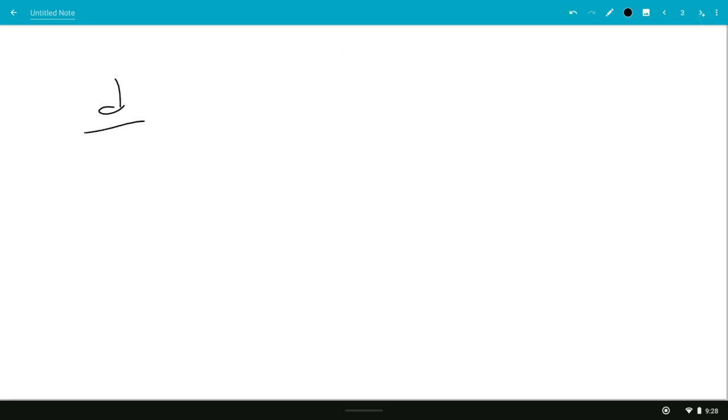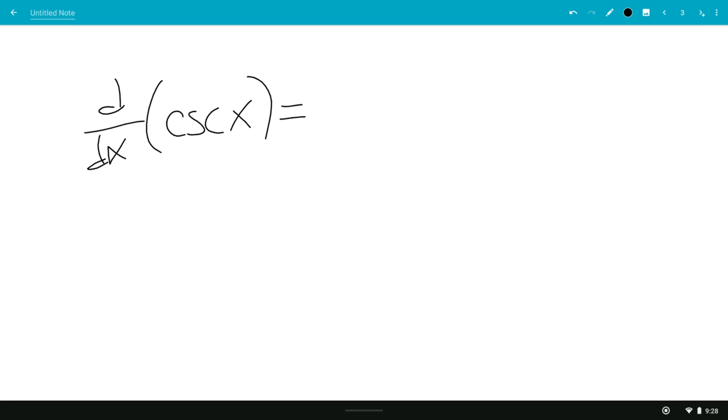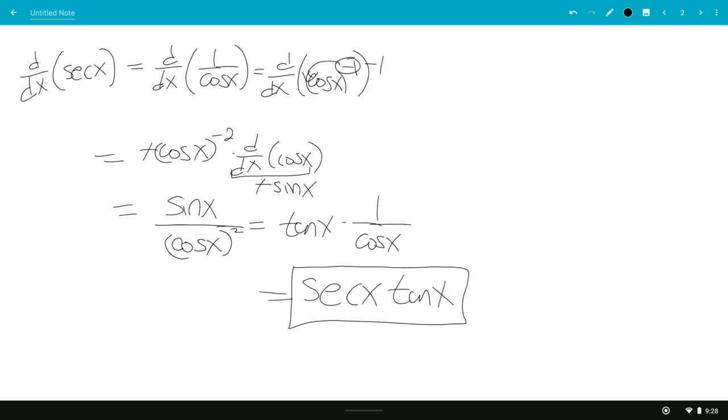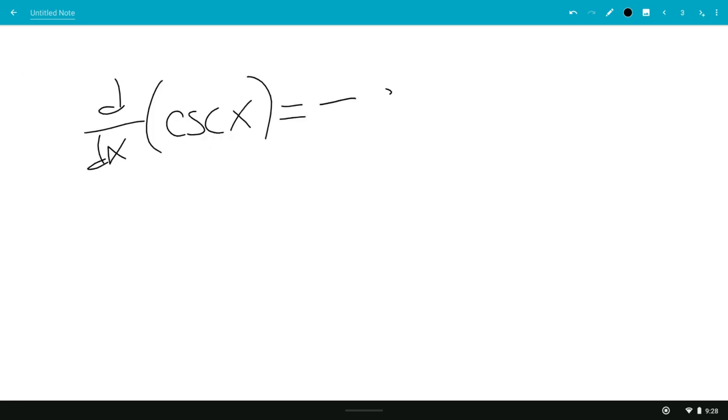The derivative of cosecant x, you can do a similar thing to what we just did. So that would be negative cosecant x cotangent x.